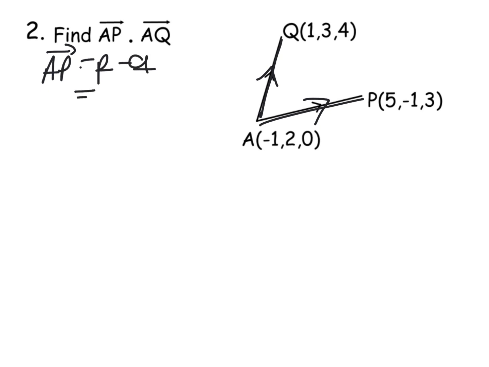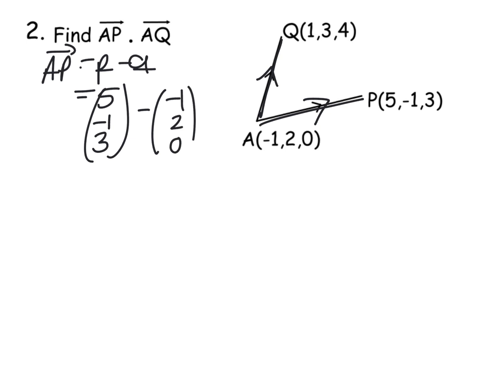Now, that would be 5, minus 1, 3, subtract minus 1, 2, 0. Okay, so 5 minus minus 1 is 6, minus 1 minus 2 is minus 3, and 3 minus 0 is, I wrote the wrong thing there, is just 3. So there's AP.